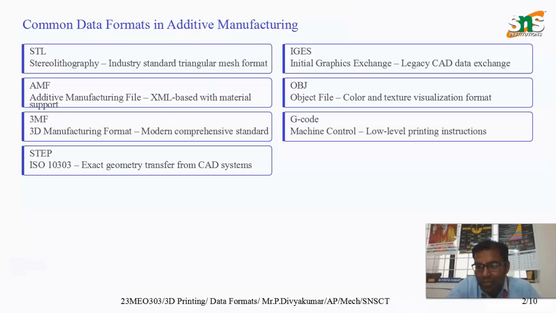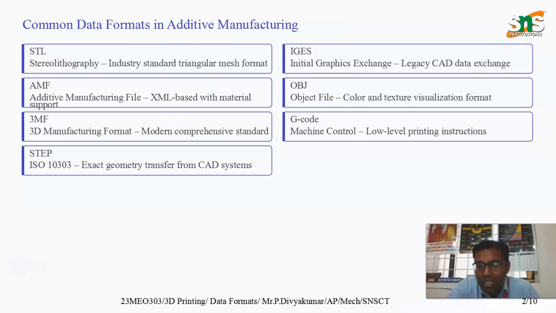What is an STL format? STL stands for Standard Tessellation Language or Stereolithography. It was developed by 3D Systems in the year 1987 for stereolithography machines. The major working principle behind it is that the surface of a 3D object is represented using thousands of small triangles, as indicated in the PPT, the industry standard triangular mesh format. The more triangles used, the smoother the surface appears.